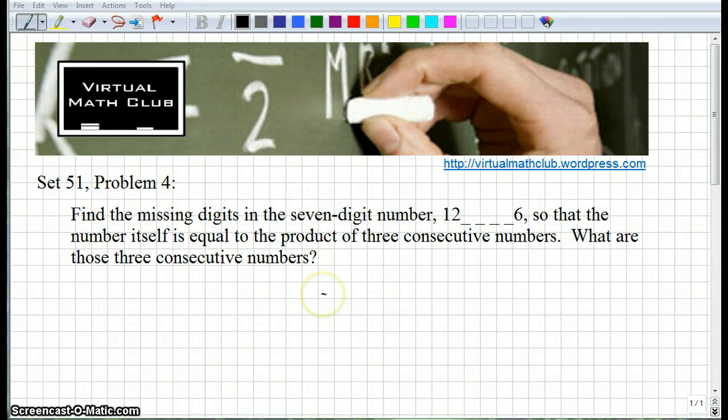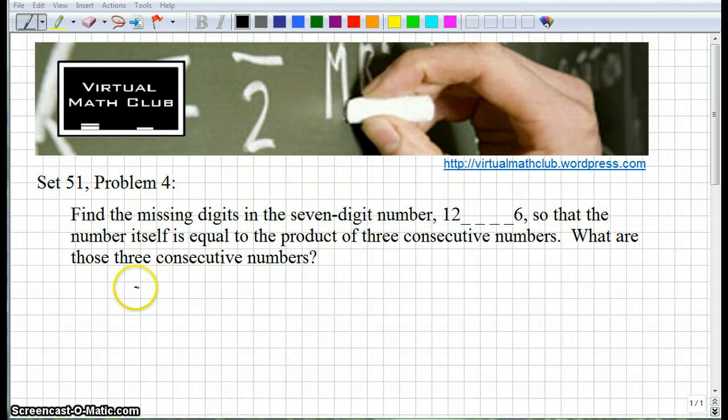Problem number 4. We're asked to find the missing digits in this number: 1, 2, blank, blank, blank, blank, 6, so that the number itself is equal to the product of 3 consecutive numbers.